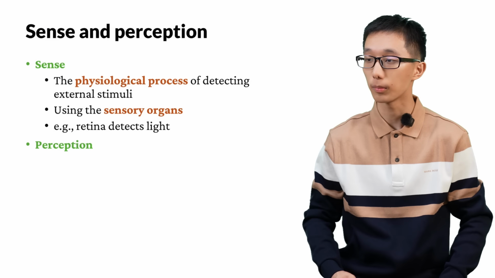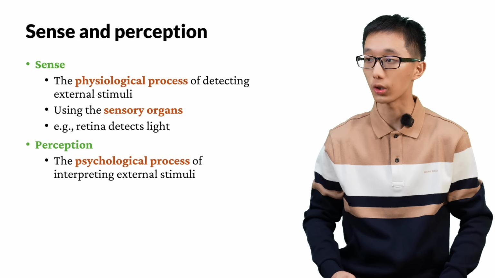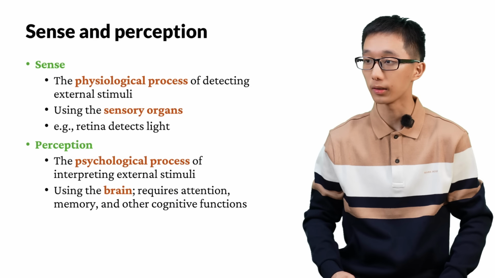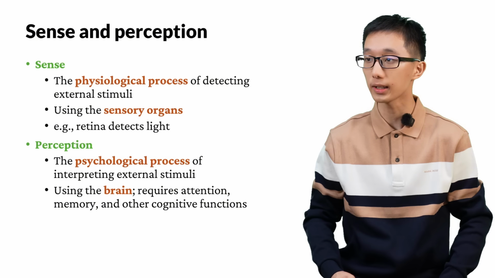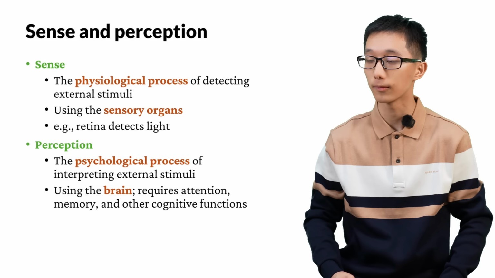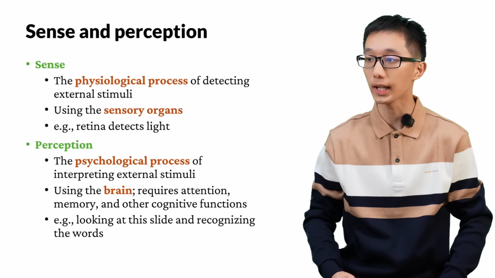On the other hand, perception is the psychological process of interpreting external stimuli. In this process, we are mainly using our brain. We not only need to detect the stimuli, but we also need to have attention, memory, and other cognitive functions to help us. Only then can we make sense of the stimuli. We can perceive what they really are. For example, when you're looking at this slide and recognizing the words, this is a process of perception.